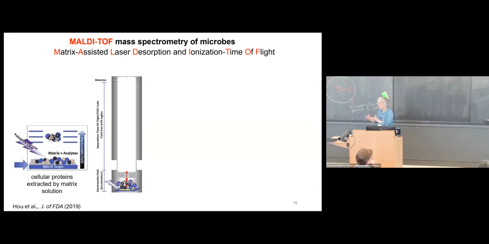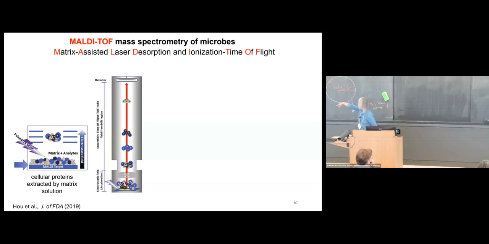So basically, you embed communities in this matrix. And this matrix will help to extract cellular proteins, such as ribosomal proteins. And then you pulse this with a UV laser, so that it basically slices off these analytes with the matrix and the cellular proteins, and then fragments and ionizes them. So it's now charged, and then goes through this electric field to accelerate.